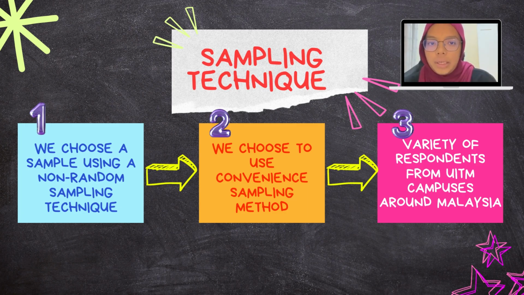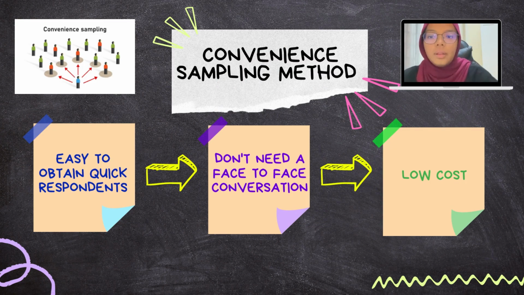We apply this method to get respondents from students on all UiTM campuses. The main reason why we choose to use the convenient sampling method is because it is easy for us to obtain key respondents, and also we don't need a face-to-face conversation since we are providing a link to our online platform to answer our questionnaire. To add more, the convenient sampling method doesn't use a lot of money to do a survey.